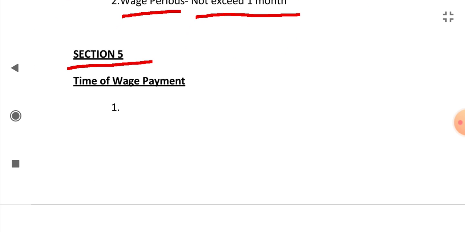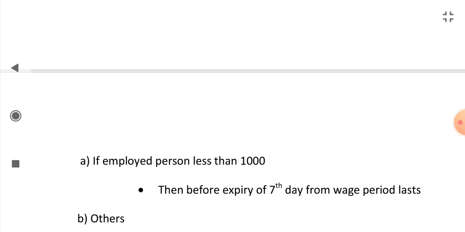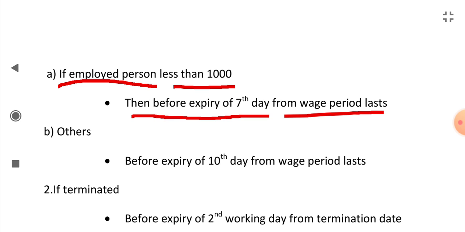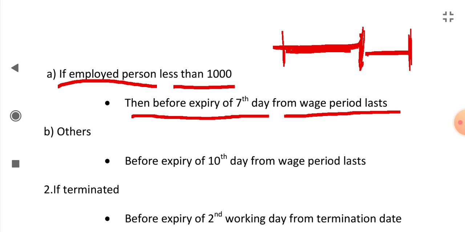Section 5 says time of wage payment. At what time will the payment be made? If the employed persons in the industry or factory are less than 1000, then before expiry of the 7th day from the last day of the wage period. Suppose the wage period is 1 month, the salary should be given for the period of 1 month. The payment of this month's wage should be before expiry of the 7th day after the last day of the wage period.